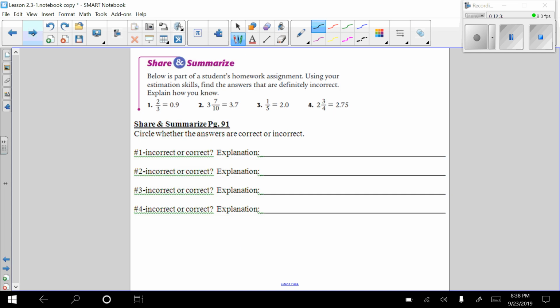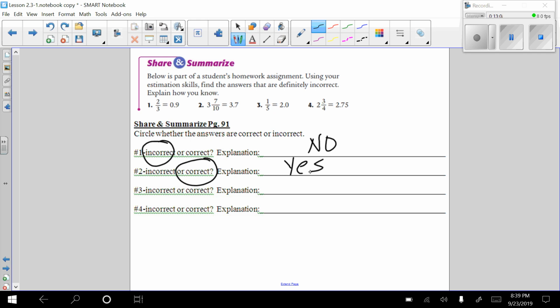Now let's see how much we really understand. If somebody was having a homework assignment, would you say that 2/3 is really equal to 0.9? If you're not sure, go ahead and get out your ruler and estimate on your number line chart or change to a decimal. Well, 2/3 is really 0.66. So we would say, no, this was not correct. This is incorrect. Is 3 7/10 really 3.7? Well, I read 3.7 as 3 7/10. So yes, that is correct.